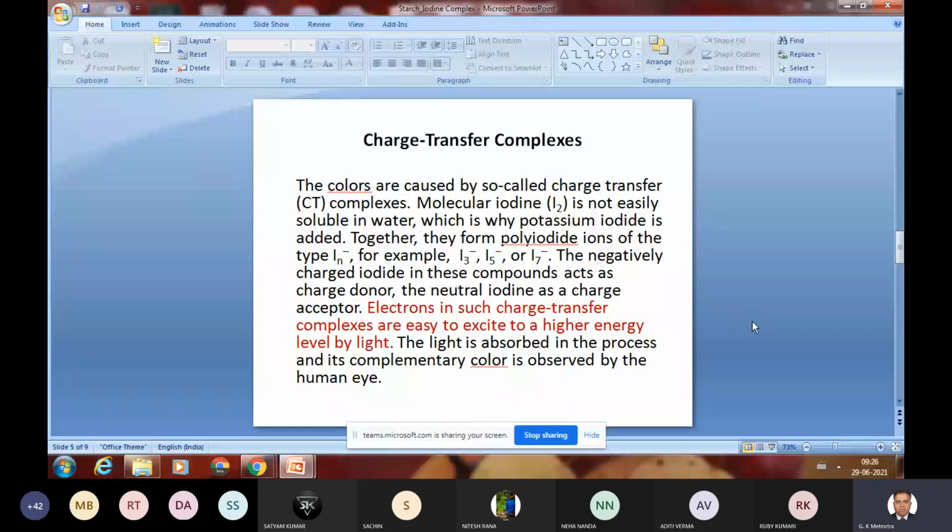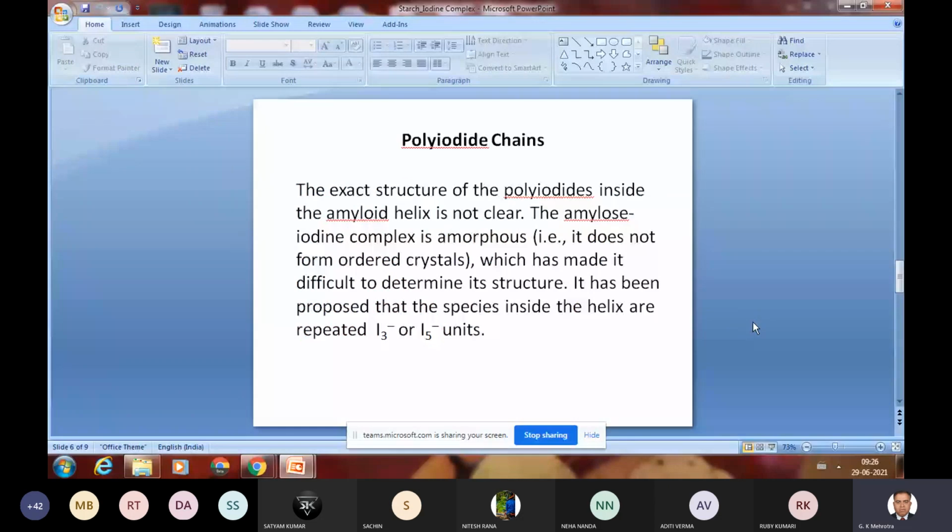So the exact structure of the polyiodides inside the amylose helix is still not clear. The amylose iodine complex is amorphous. It does not form ordered crystals. That's why it is difficult to explore the structure by X-ray, since it is not an ordered single crystal. It is soft in nature. It is amorphous in nature. That's why its structure is exactly not known.